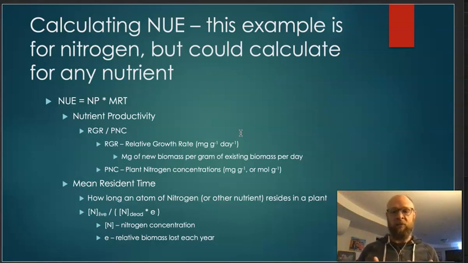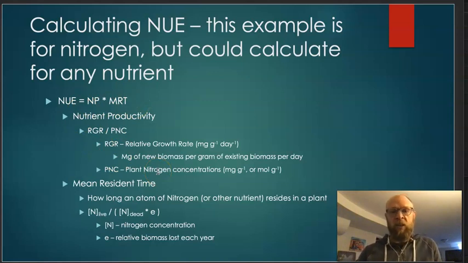And that's what it's accounting for. So there's a couple different components to this calculation. This top bullet point here is nitrogen use efficiency, or NUE, equals nutrient productivity, or NP, times the mean residence time. So let's talk about those.